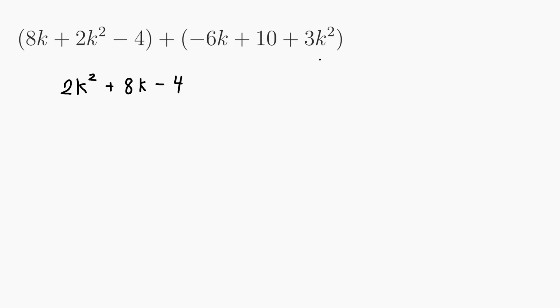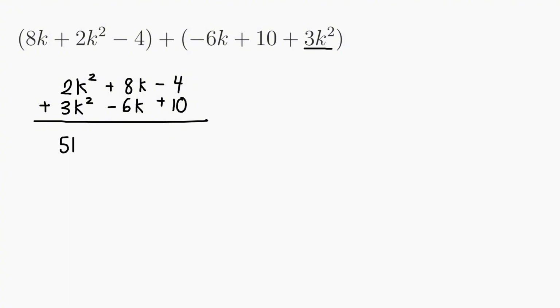And for this one, we're going to match the like terms now. To match the k squared term, we have 3k squared. So let's write that down. 3k squared. We have negative 6k, so let's write negative 6k plus 10. Now we can add the like terms. And we get 2k squared plus 3k squared, which is 5k squared. 8k minus 6k, which is 2k. And negative 4 plus 10, which is plus 6. Our final answer is 5k squared plus 2k plus 6.